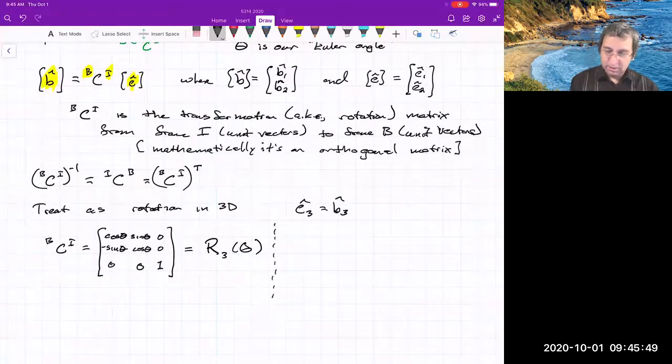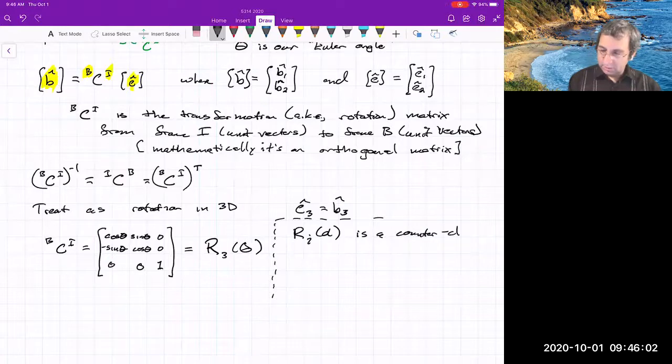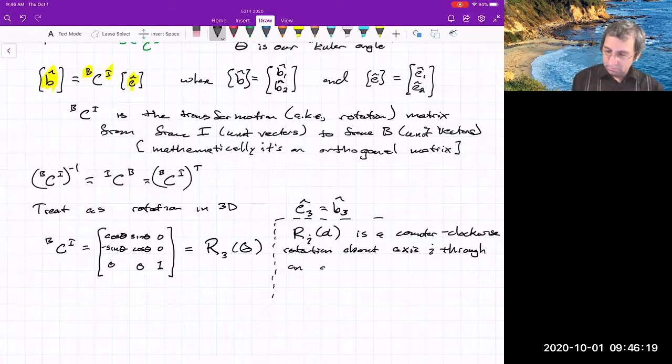In fact, because we'll use this later on, the notation R_i(alpha) is a counterclockwise rotation about the axis i through an angle alpha. Okay.